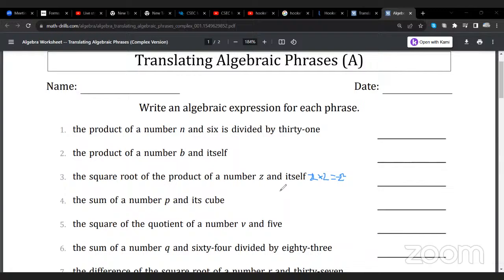Just tell me what to write and I'll write it. Come on, Shay, what should I write? Talk to me. The square root sign is there. So what should I write?